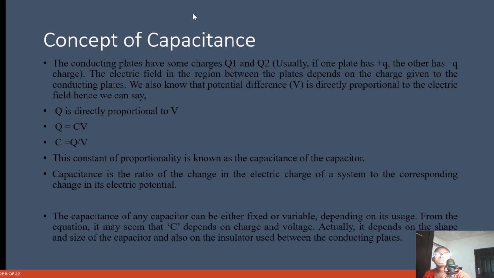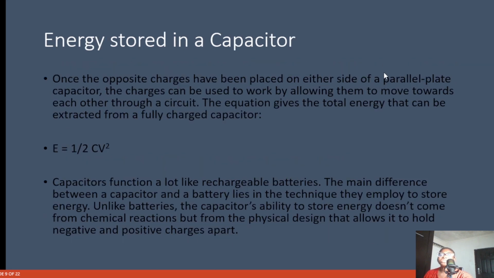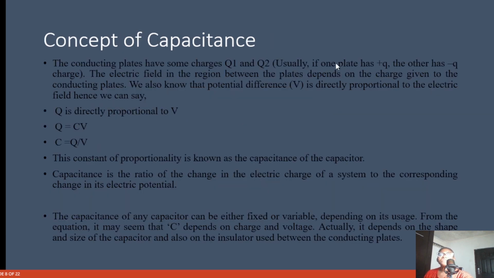Concept of capacitance. We already explained that capacitance is the ability of a capacitor to do what? To store charges. So what are the concepts that we would be meeting when we talk about capacitance? The ability of the capacitor to store charges. The conducting plates have some charges, Q1 and what? Q2. And as we saw, Q1 can be positive and Q2 what? Negative. Usually, if one plate has positive charge Q, the other has what? The negative charge.